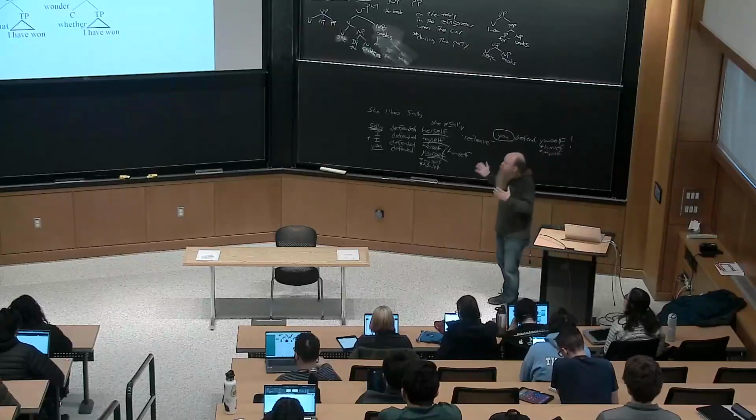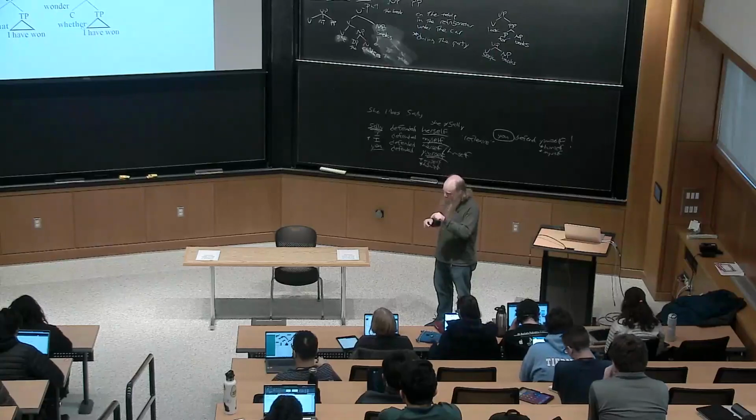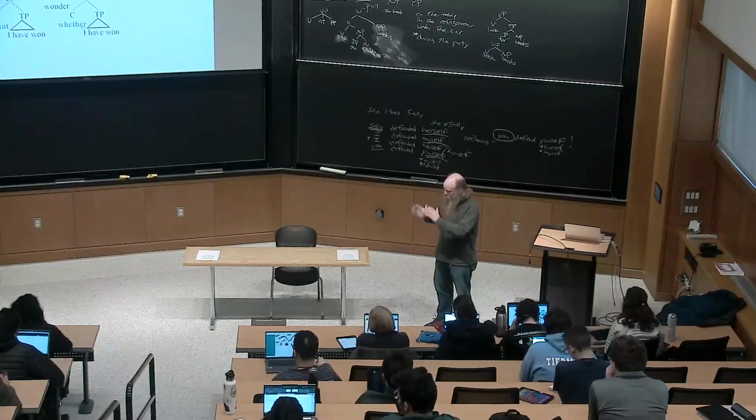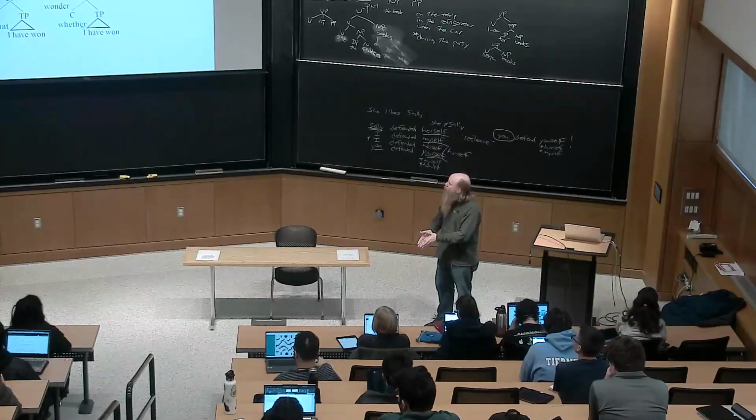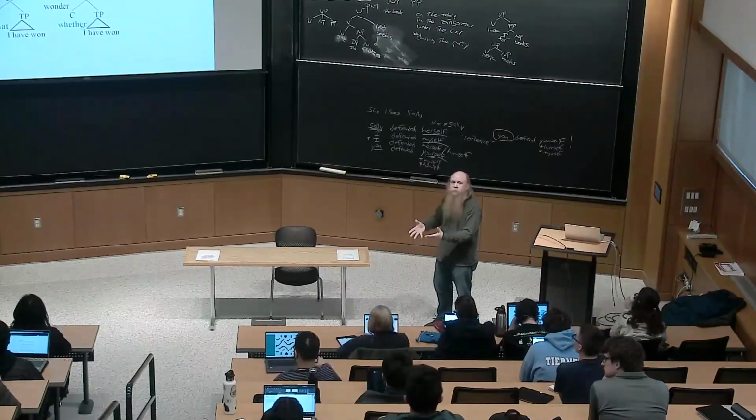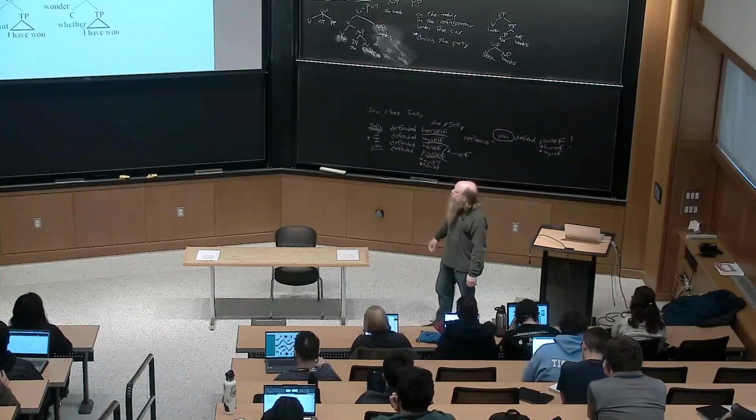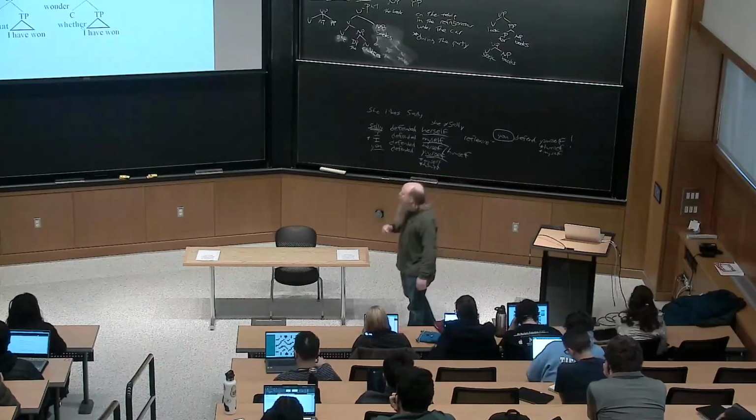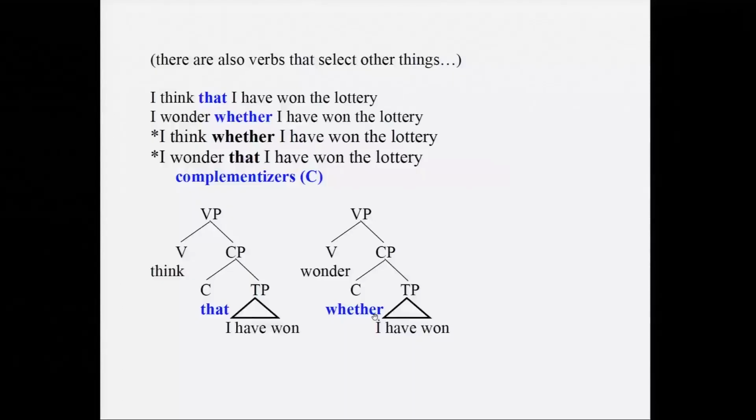And I was saying, this looks kind of like depend and on. Think needs a clause that starts with that. Wonder needs a clause that starts with whether. Depend needs a prepositional phrase that has on in it. And just like with depend and on, where depend is selecting for a prepositional phrase with a particular head, we get to say, oh, okay, apparently that and whether are the heads of the clause that's getting selected by the verb. So think and wonder are selecting for clauses that are headed by words like that and whether. We have a word for words like that and whether. We call them complementizers.